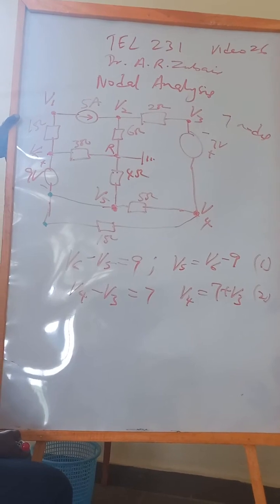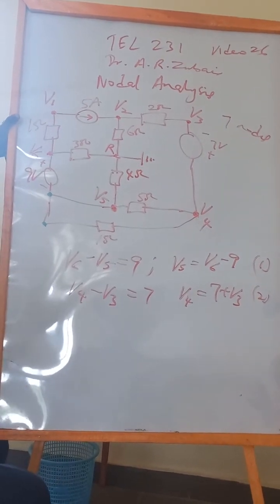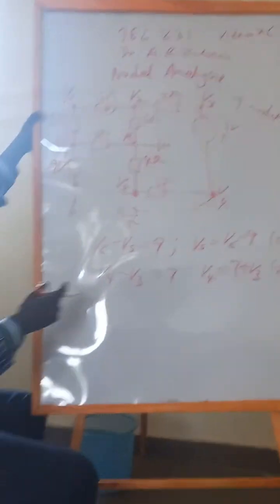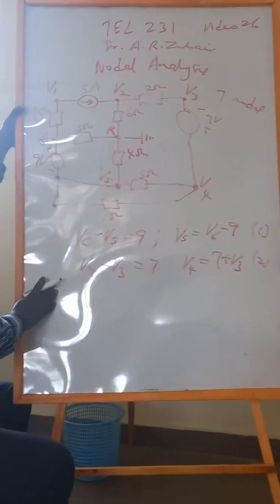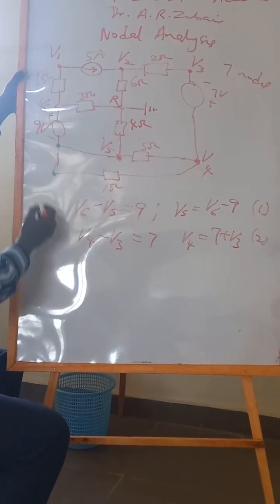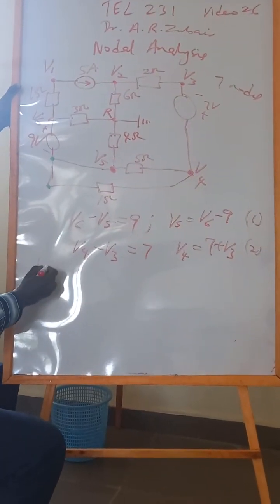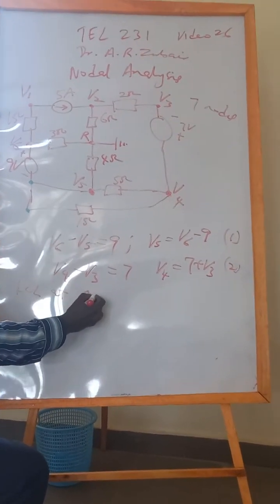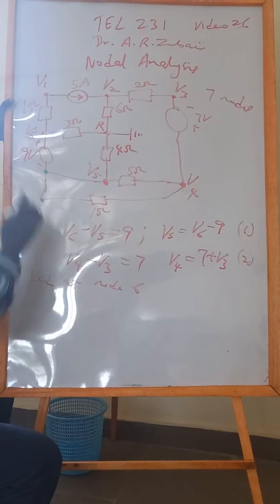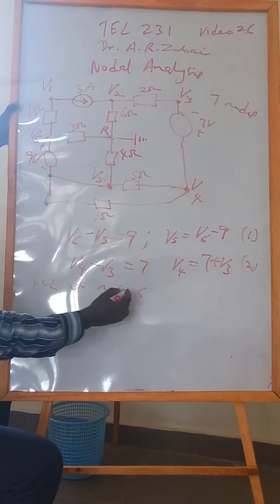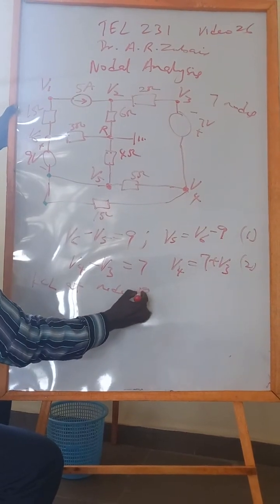So the next thing is that at every junction I can now try to write KCL. I have 6 unknowns, so I need 6 equations. Already I've generated 2, remaining 4. So let me choose KCL at node R.